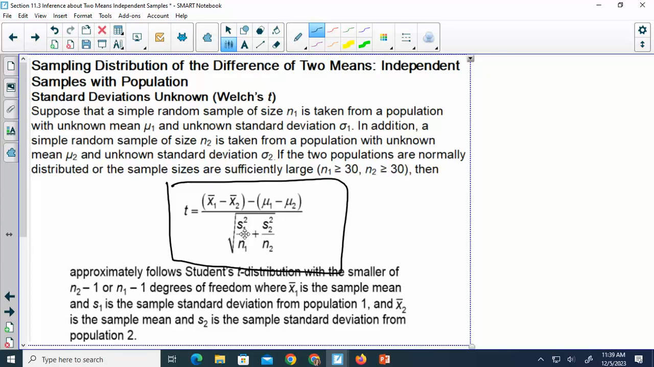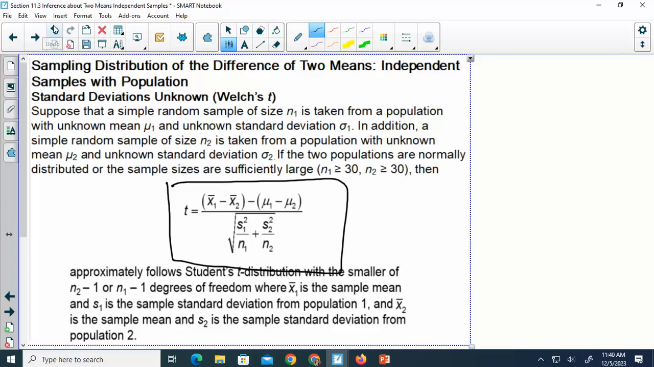divided by, what do you think these s sub 1s and n sub 1s are? The standard deviation and number for each of the different sets. So it's a similar calculation. We're used to doing x bar minus mu divided by the square root of s over n. But because we have an x bar for each of the two data sets, a mean, standard deviation, and n for each, the formula gets a little bit nasty here.